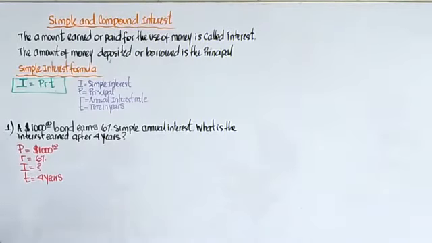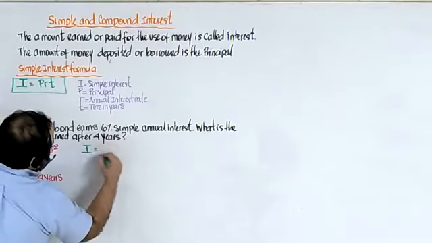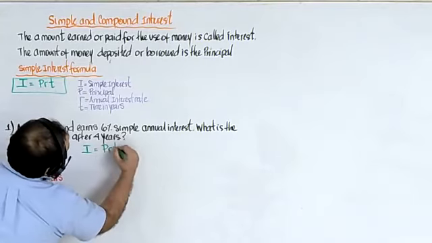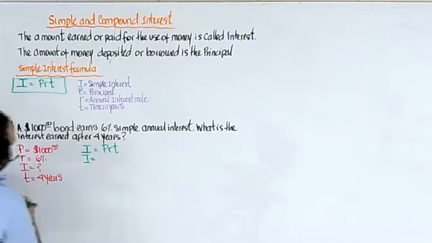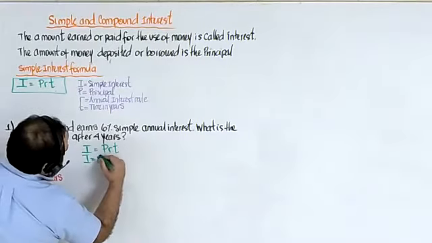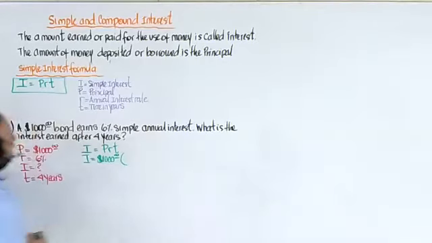What are we going to do? Simple. The only thing that we have to do is copy the formula. I equals PRT, and we're going to replace those values. The principal, as you can see, is $1,000. The interest rate, 6%. Remember, at the moment when we apply the letter R, we are not using the percentage notation. We have to rewrite this percentage as a decimal.